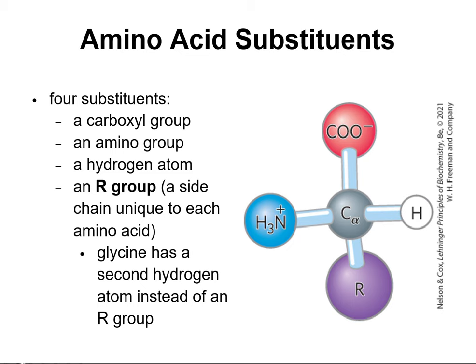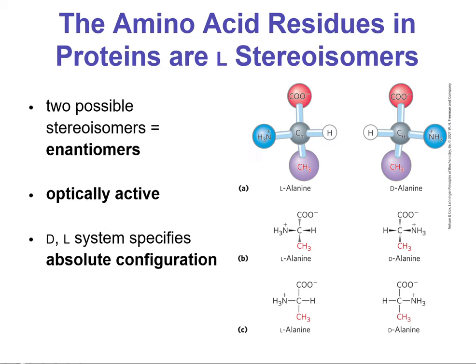So we just went over all of these. The carboxyl group, amino group, hydrogen, and then the R group, which is the side chain. There are actually 2 possible stereoisomers for amino acids, and they are enantiomers, which means that they are a mirror image of each other.